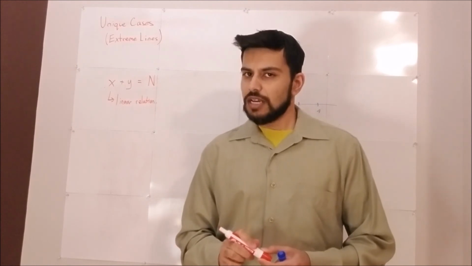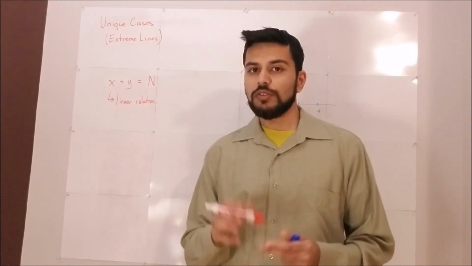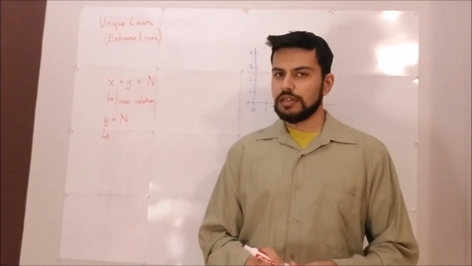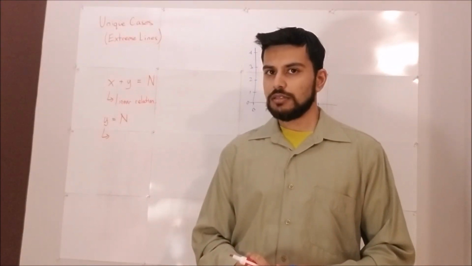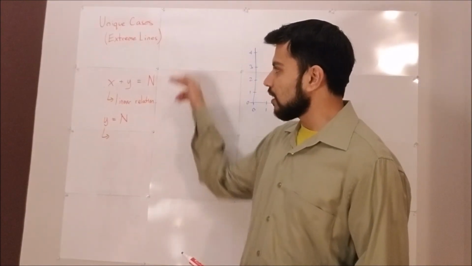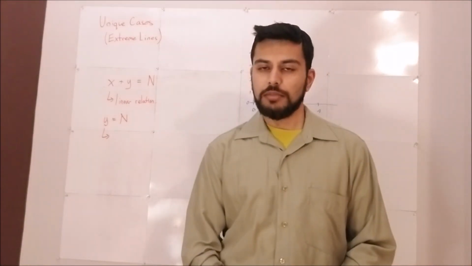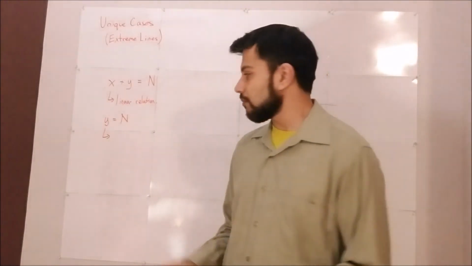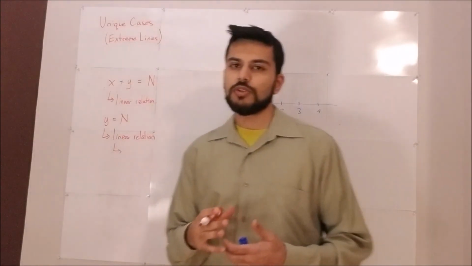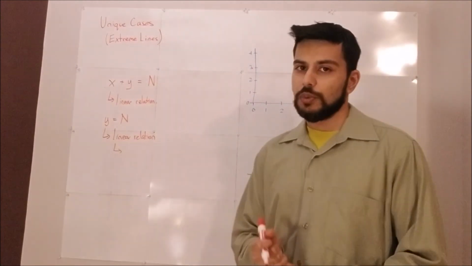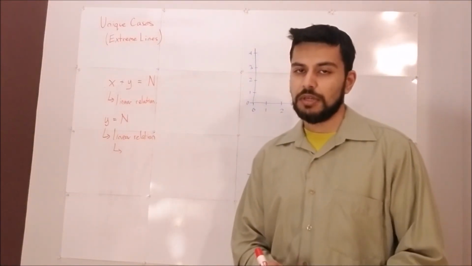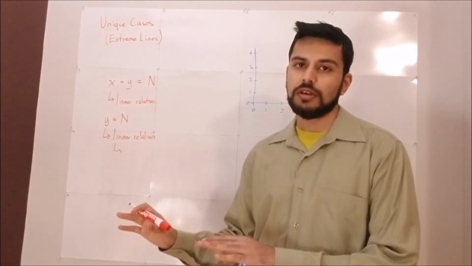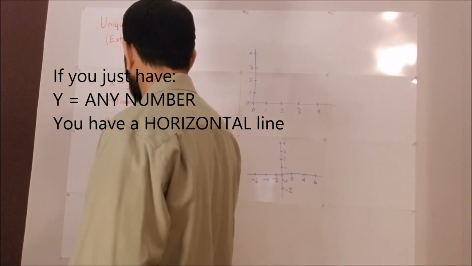What if x doesn't appear in your equation? What if we just have y? Is that still a linear relation? And the answer is yes. Okay, it's still technically something plus y. It's 0 plus y. So we still have a linear relation. Just one of those special cases where you're going to get a horizontal line. So if x does not show up, you just have y equals something, you have a horizontal line.